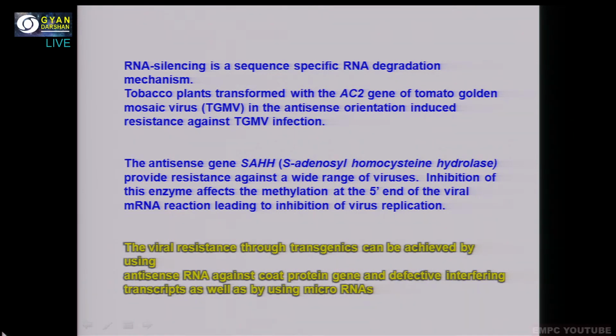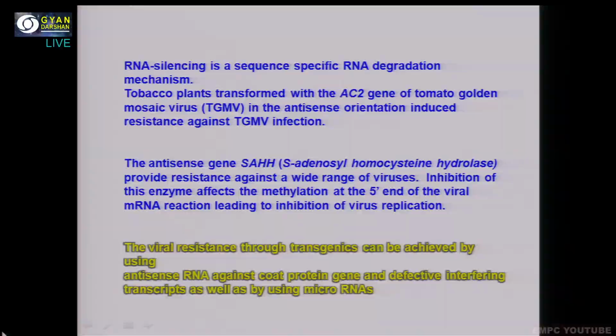Similarly, people have shown that there is an antisense gene SAH1, which actually provides resistance against a wide range of viruses. Similarly, AC2 gene of tomato golden mosaic virus. So tobacco plants, if you transform with this AC2 gene, you find that if you clone this gene in an antisense orientation, then you find the viral resistant plant. So all these suggest that the transgenic plants can be generated which are tolerant or which are resistant to the pathogens, different pathogens, including the insects.